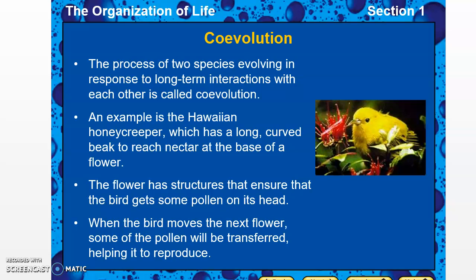The flower has structures that help the bird get the pollen on its head. So if the bird has the pollen on its head, when the bird moves to the next flower, it can transfer that pollen and help that plant to reproduce. So this is coevolution. These species have both evolved together to help each other. So they benefit each other. And this is what we call coevolution.